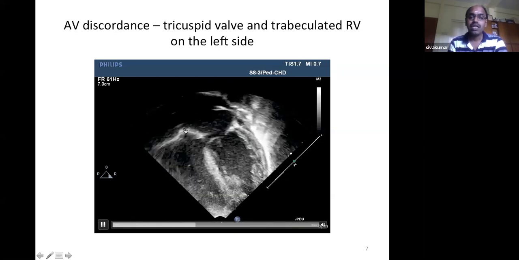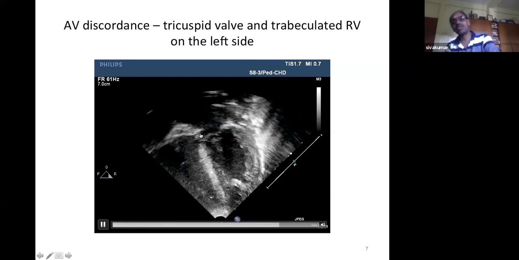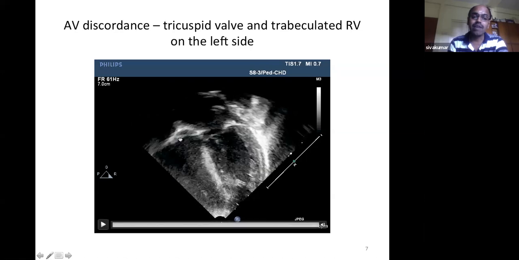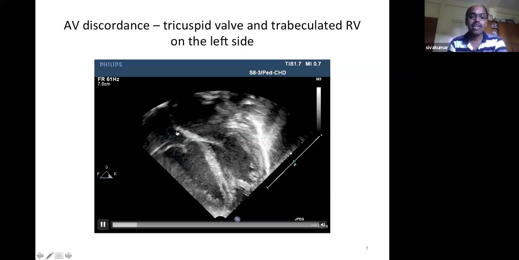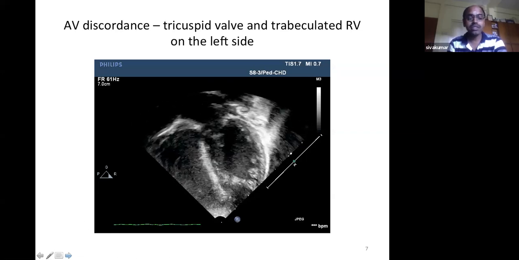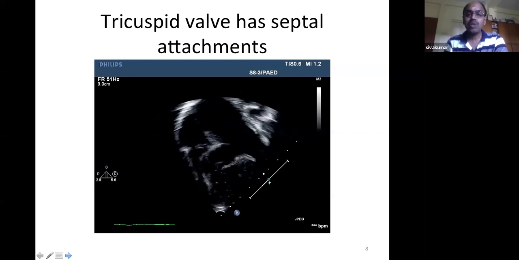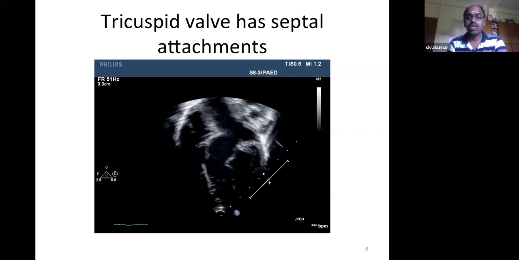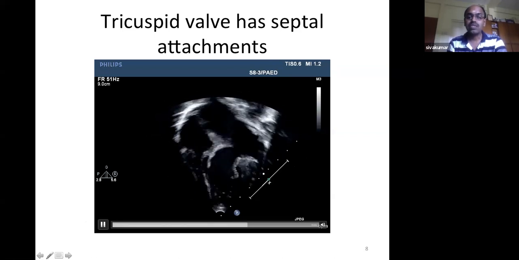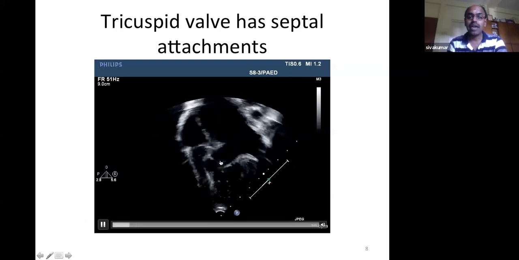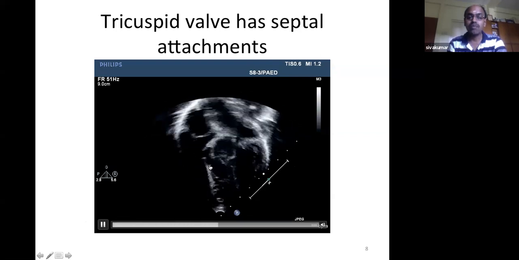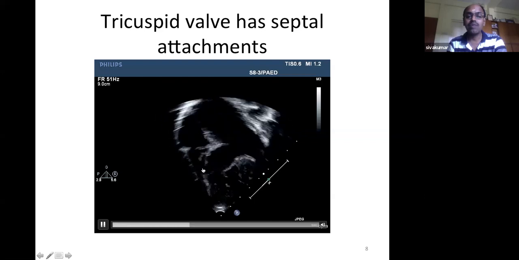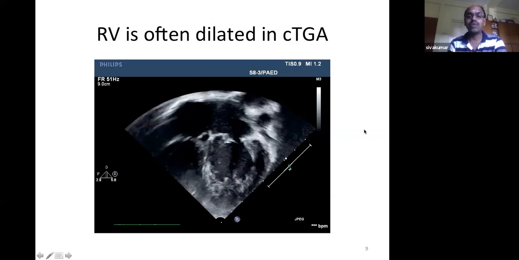We are able to see that the left-sided AV valve annulus, or the tricuspid valve annulus, is far more apical, whereas the right-sided AV valve annulus, or the mitral valve annulus, is far more at a basal level. The tricuspid valve septal attachments can be quite extensive in corrective transposition. Some of the patients may have tricuspid valve chordae having too much attachment towards the intraventricular septum, and when there is a ventricular septal defect, there can be a significant straddling of the tricuspid valve leaflets towards the other side of the septum as well.